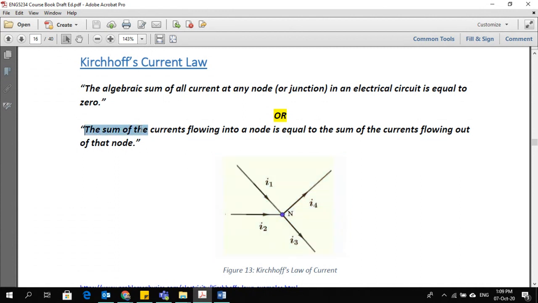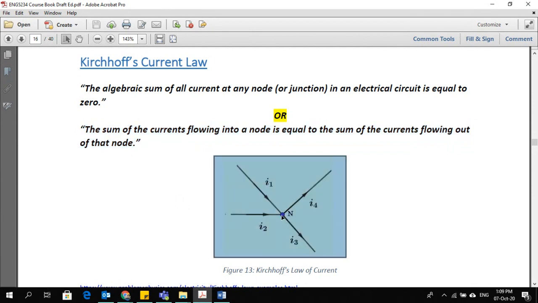Another definition is given as the sum of the currents flowing into a node is equal to the sum of the currents flowing out of that node. So there are two ways to explain it. As you can see on this particular node, I1 and I2 are entering this node, and I3 and I4 are leaving this node. So total current entering is equal to total current leaving, which is specified in the second definition.